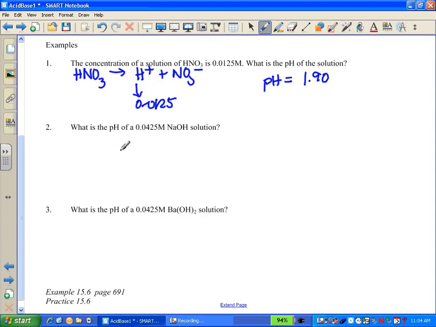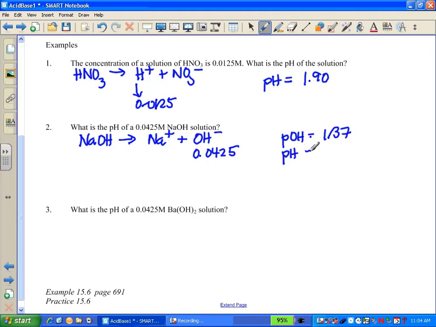In the second example, it's asking for the pH of a sodium hydroxide solution. So first thing is to recognize that it's a strong base and know that it dissociates completely to produce sodium ions and hydroxide ions. Because of that, the concentration of the hydroxide in this solution is the same as the original concentration. They're in a 1-to-1 ratio. Now that I know the hydroxide ion concentration, I can find the pOH, which is 1.37. And then by taking that away from 14, I can find the pH of 12.63.